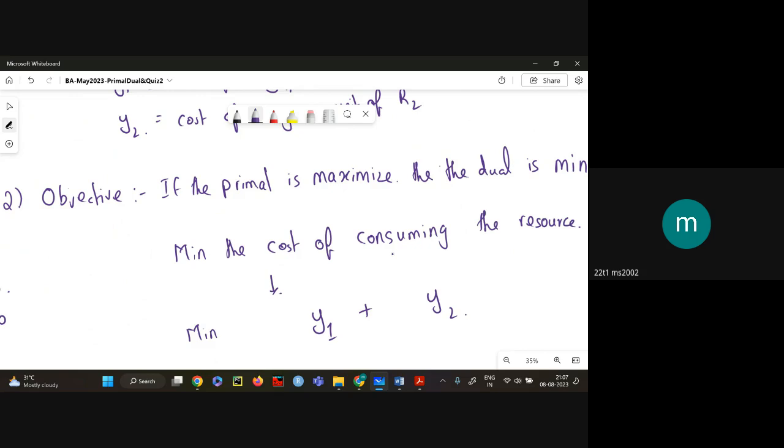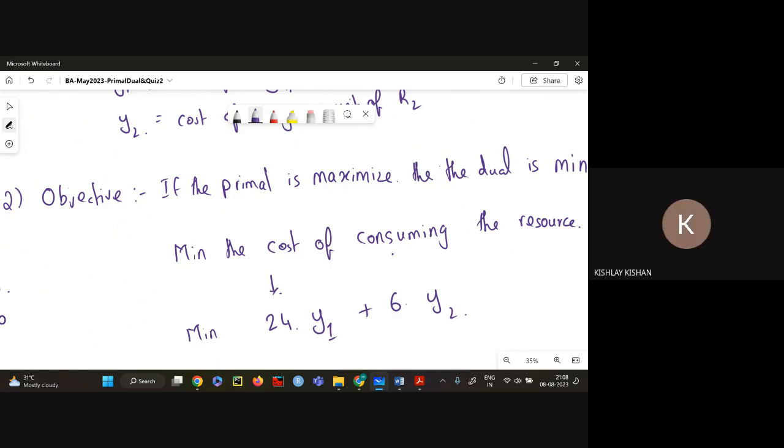And how much will I consume? I can consume a maximum of 24 and a maximum of 6. So if I consume 24, that is going to be 24 into y1 plus 6 into y2. Now reduce this cost of consuming. That is your goal.